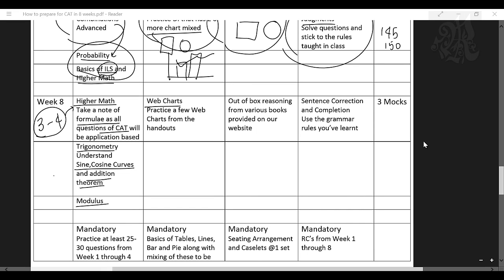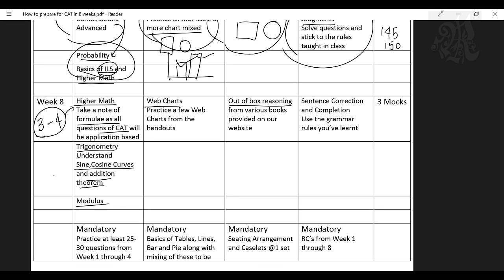When it comes to LR, you're supposed to solve out-of-box reasoning questions from various books like Sam Lloyd, Martin Gardner, or maybe George Summers. The reason being, out-of-box reasoning in the last 10 to 11 days from week 8 to CAT will help you sharpen your mind and keep your neurons activated. Alright, when it comes to verbal, do sentence correction and completion, and since you've learned grammar over the weeks, you can do sentence correction and completion 10 to 15 questions every day, and get yourself geared up for the final leap or the last 4 days to go for CAT.